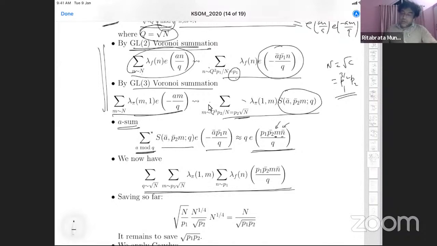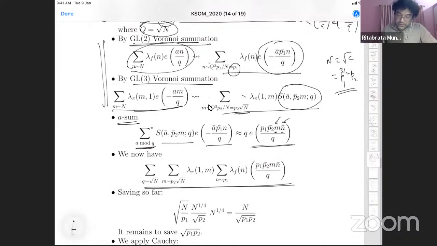All right, and now, as I said, I have to keep track of the saving. So in the GL2 Voronoi, I have reduced the length from n to p1. So by standard philosophy, that means I have saved square root of the initial length by square root of the final length, square root of n by square root of p1. In the GL3 Voronoi, my length has reduced from n to p2 root n. So I have saved square root of the initial length by square root of the final length. This is the saving from the GL3, and this is from the GL2 Voronoi.